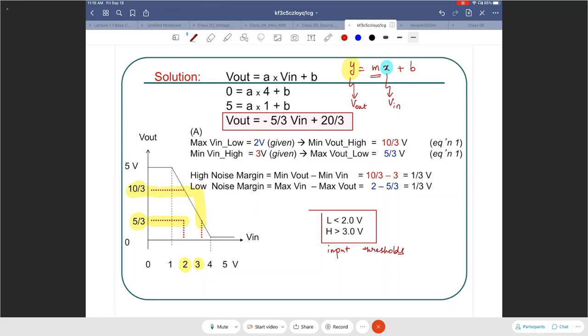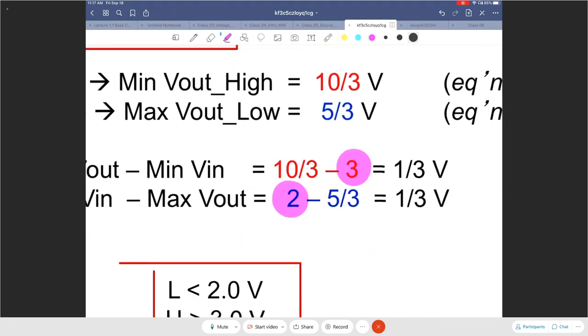Now looking at the math over here, what is in my control? This is in my control. This is in my control. This is in my control. Can I do something to those two numbers to increase my noise margin? Raise 2 and lower 3.